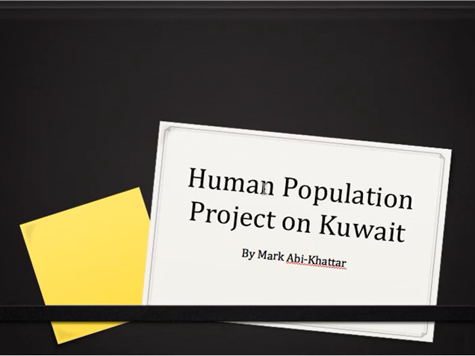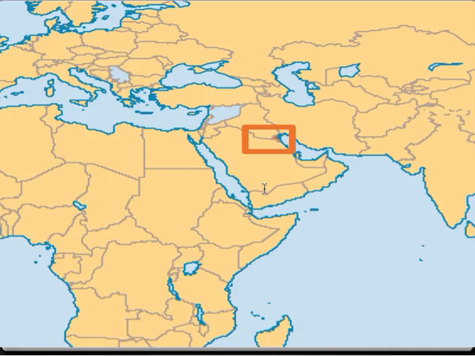Let's get started. Kuwait is a small country, slightly smaller than the state of New Jersey, and is located in the Middle East. It borders Iraq, Saudi Arabia, and the Persian Gulf. It is located in the dry desert, which accounts for Kuwait's intensely hot summers and short, warm winters.